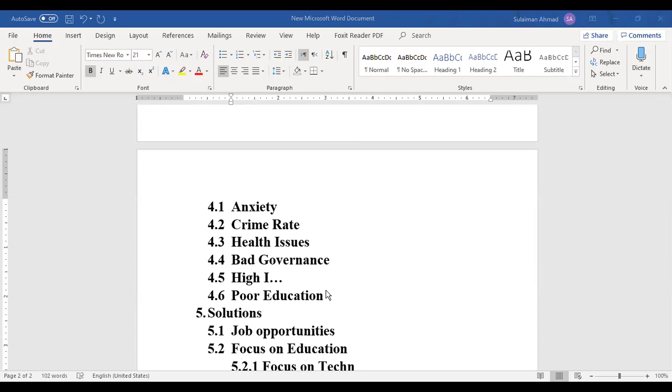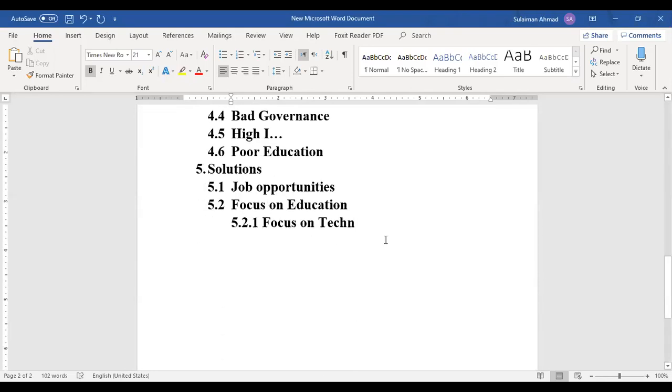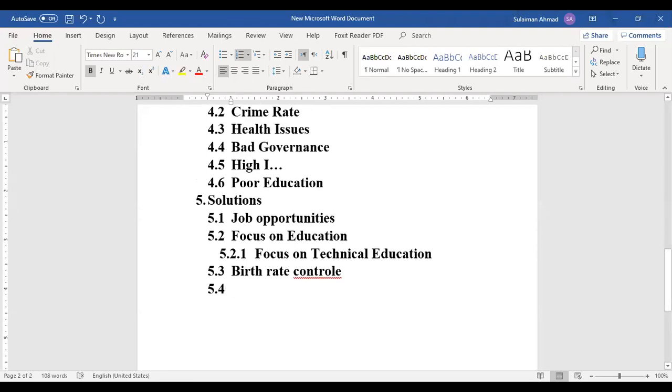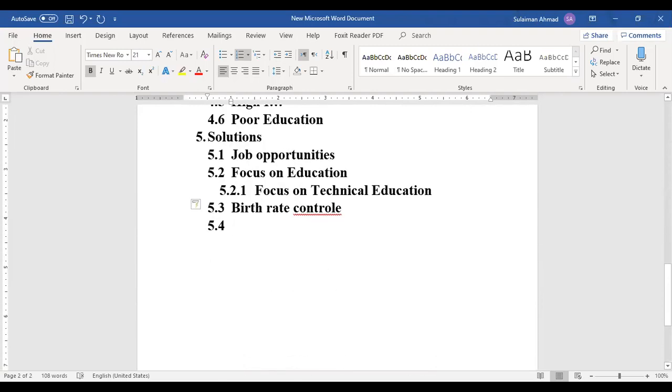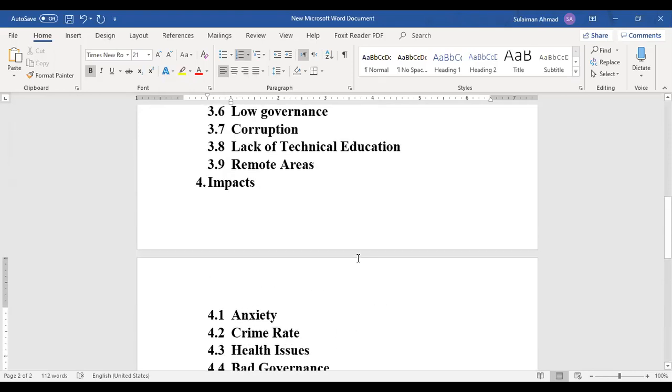Okay, what else can be there? Control of birth rate, measures to control birth rate. Okay, 5.2. Birth rate control. What else can be there? Come on. Eradicating corruption. Fine. Decision on merit. That is a very good point. Fine. What else can be there?